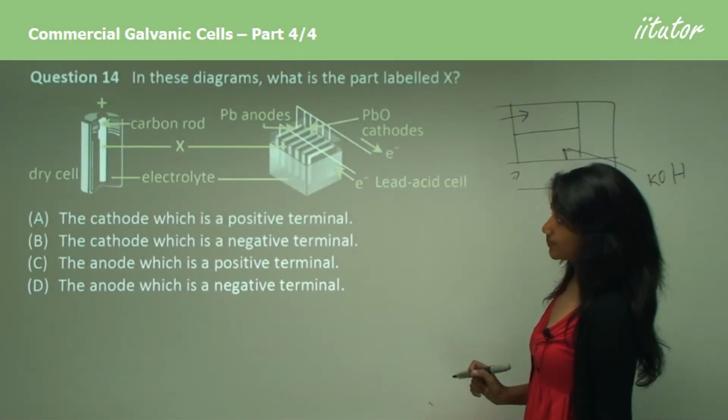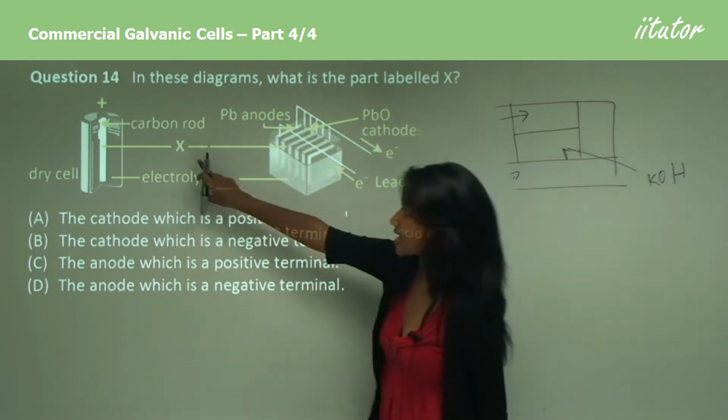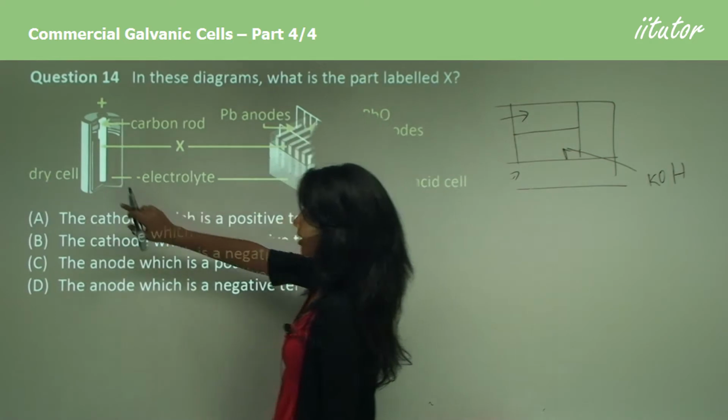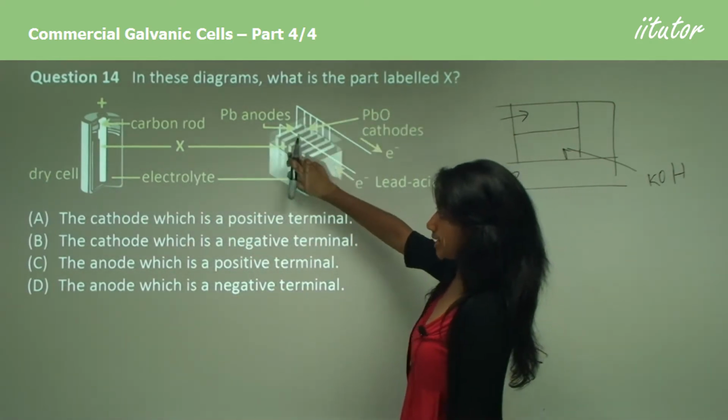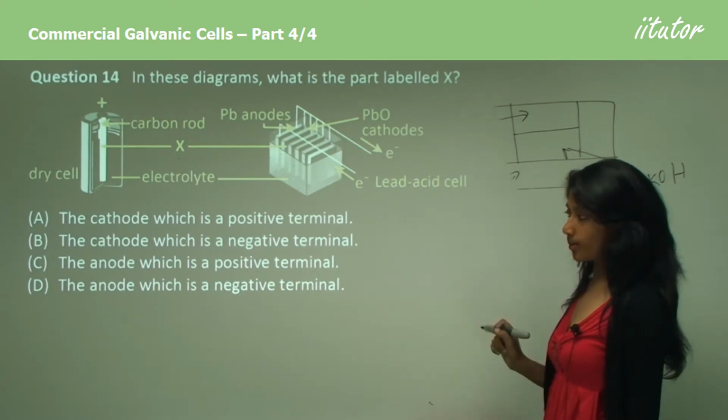Question 14. In these diagrams, what is a part labeled X? So you can see X here labeled. It's going to the rod here and also to this plate here. So we have 4 options. We'll consider each option one by one.